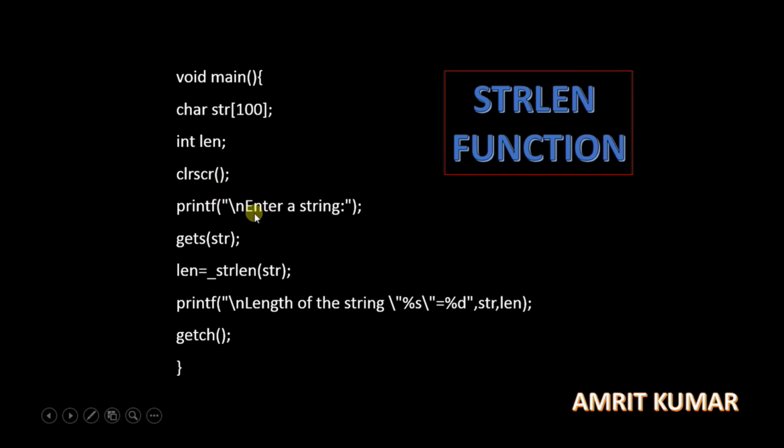After that I am printing a message, enter a string, so that the user can understand that they have to enter a string. That string I am going to take in the array which I have created, that is str, through the gets function. Gets is like a scanner which is used to get a string of characters from the keyboard. So that string is going to be stored in the array here.